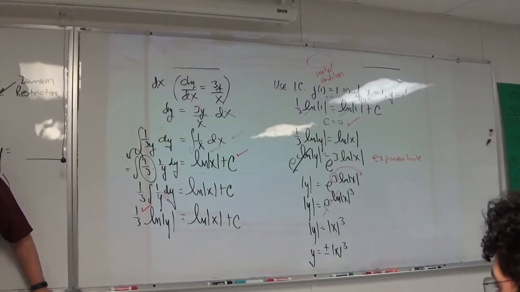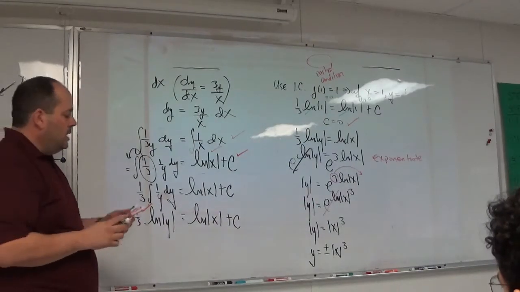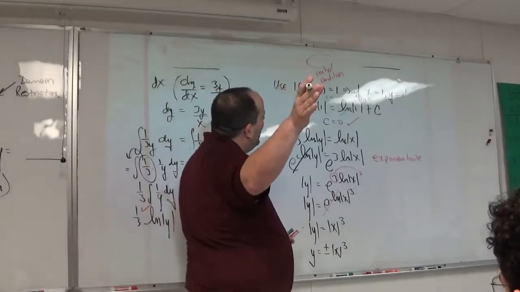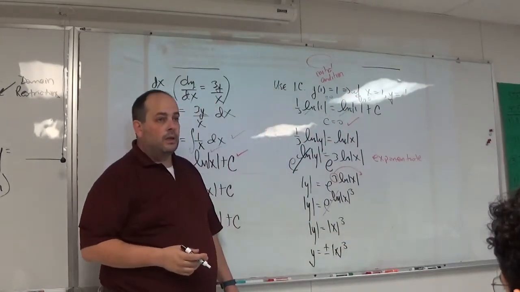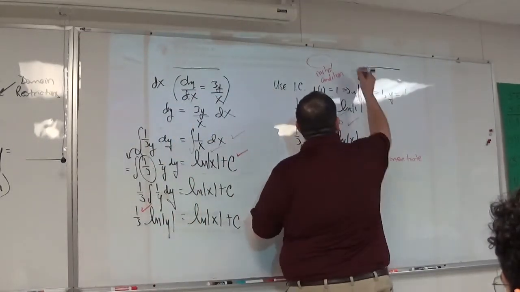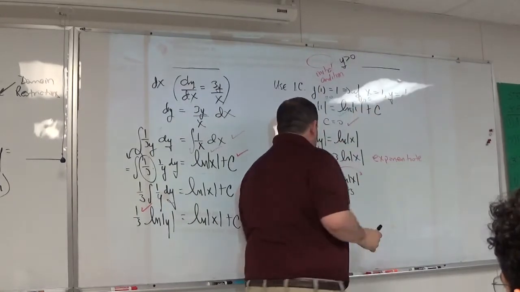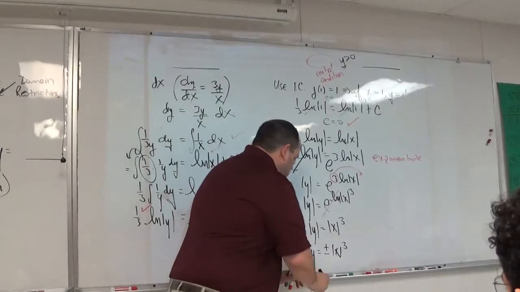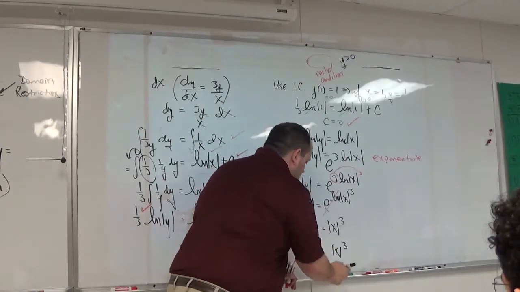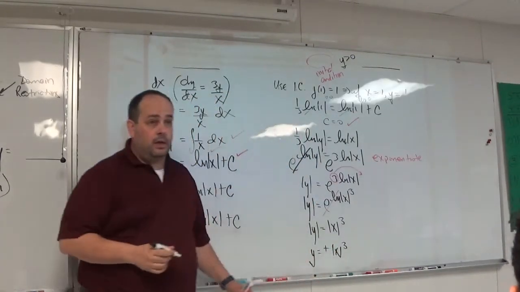Jackie, what are you going to do? Look at the initial condition. What about the initial condition is going to tell you how to choose? If the y value is positive, I need to go with the positive version here. So that's why we're going to choose the positive.